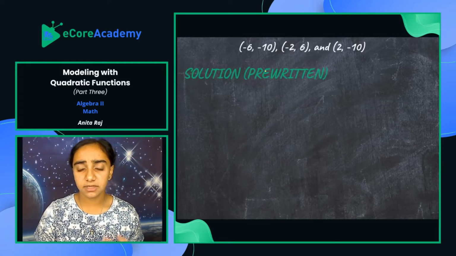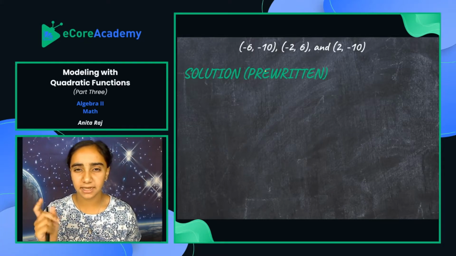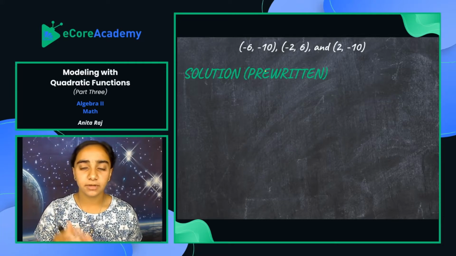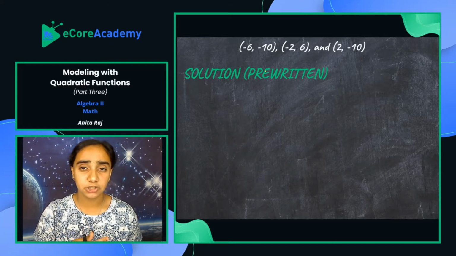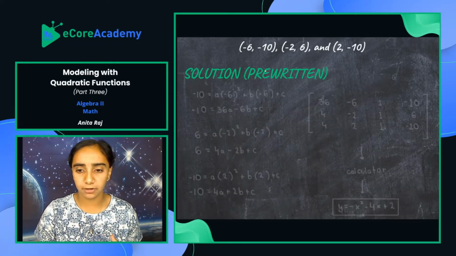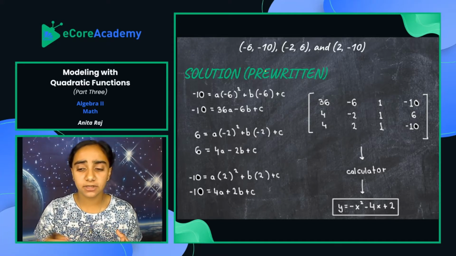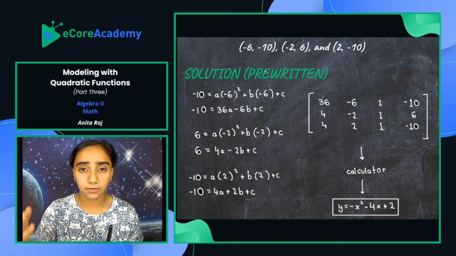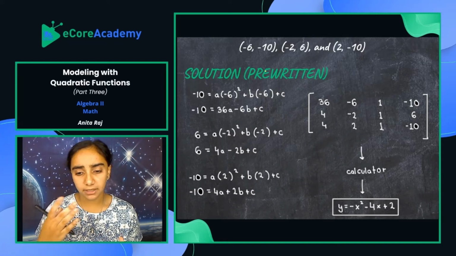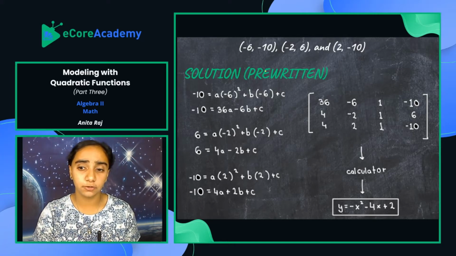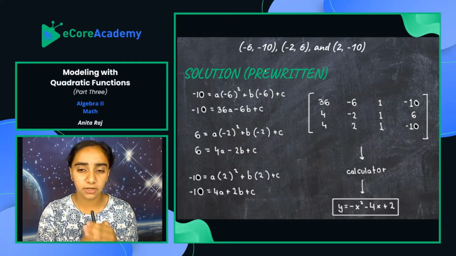So here is the solution pre-written. Again, I've written the 3 points at the top of the screen just for reference because I can't put that table on every single slide. So -6, -10, -2, 6, and 2, -10. Here's a solution already pre-written for you. And if you want to just follow along on the next slide where I actually detail this and go through it, there's a calculator part that is involved as well, so you definitely have to listen to that as I explain it by mouth. But here is the rest of the work that you have to do by hand. If you want to copy it down, feel free to do so. I'll give you a little bit of a pause so you can pause the video and copy it down.